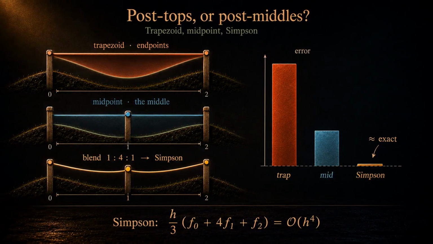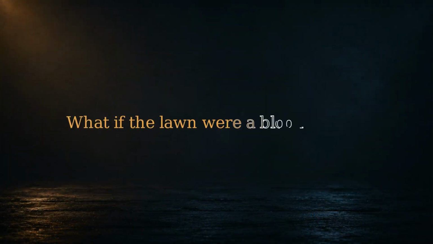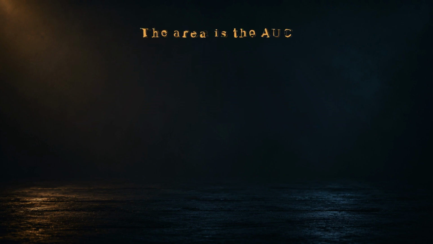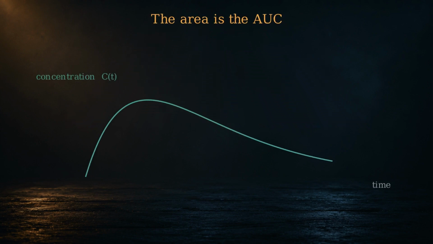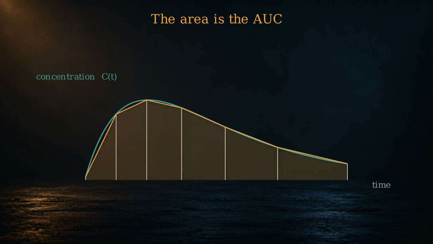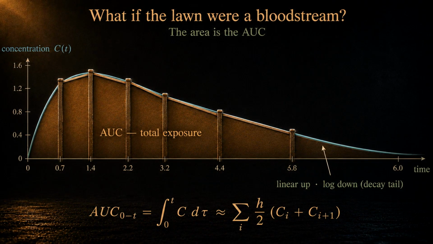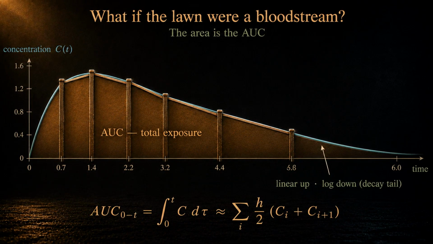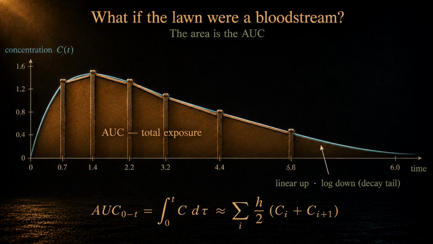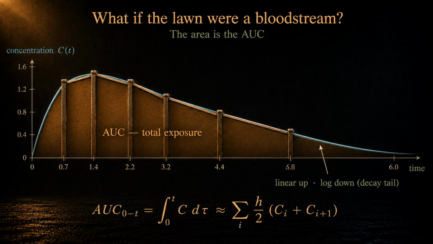Now change what the ground means. Let the height be the concentration of a drug in the blood, and the distance across be time. The area under that curve has a name every pharmacologist knows. The area under the concentration-time curve, the body's total exposure to the drug. And how is it computed? From a handful of blood samples. Exactly this, planks laid between the measurements. The linear trapezoidal method. On the falling tail, where the curve decays, the planks are laid on a log scale instead. Linear up, log down.